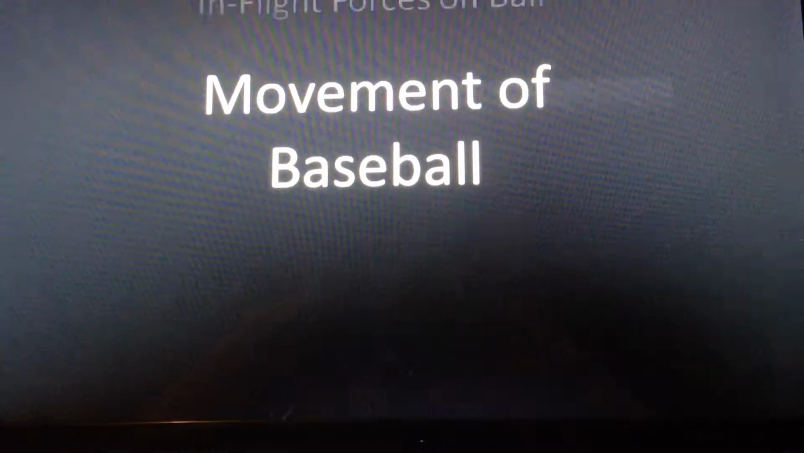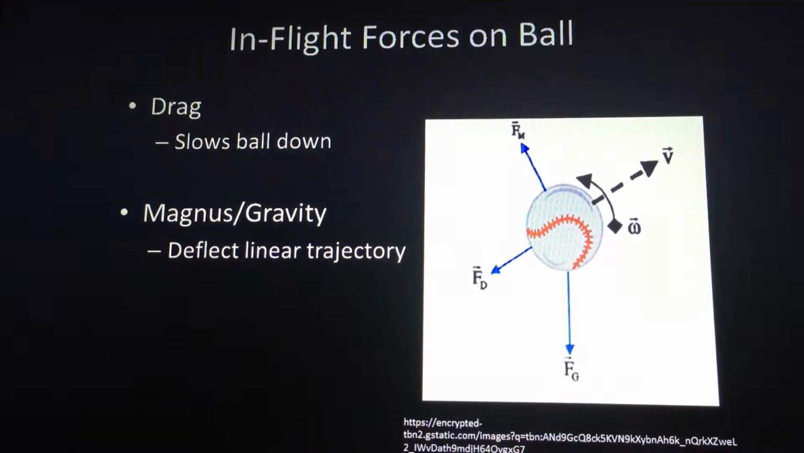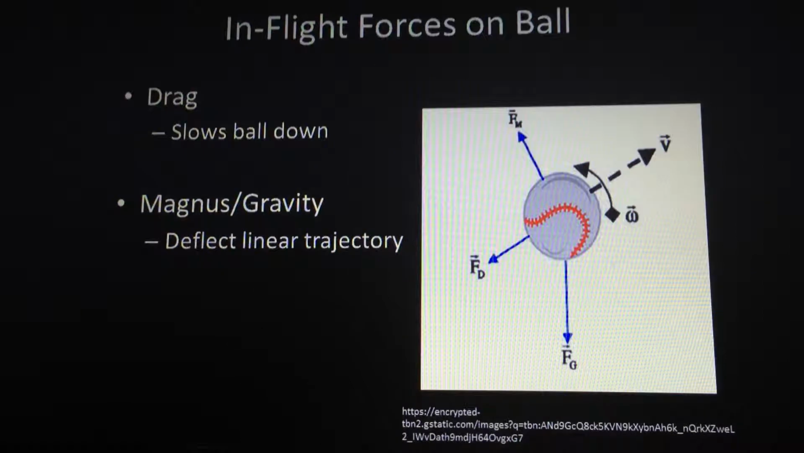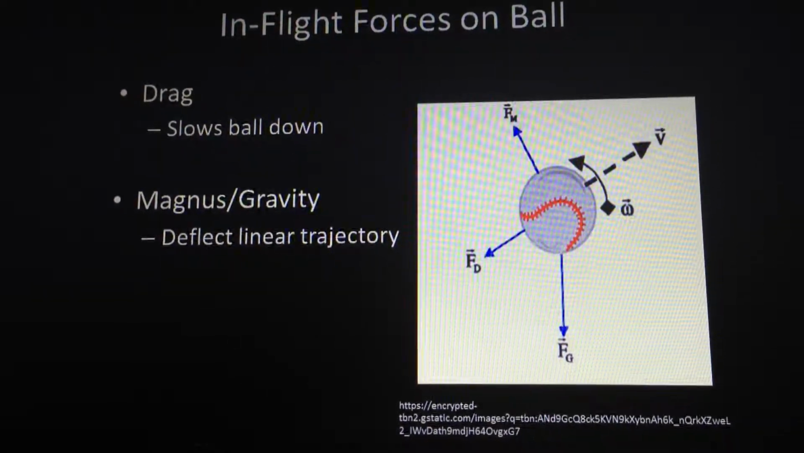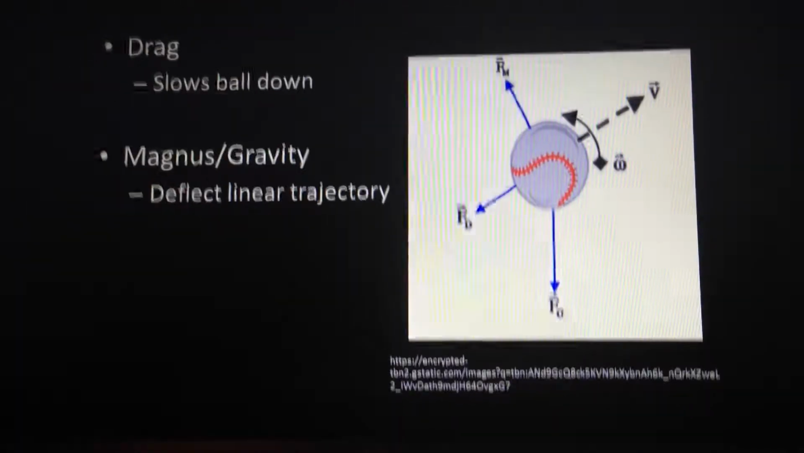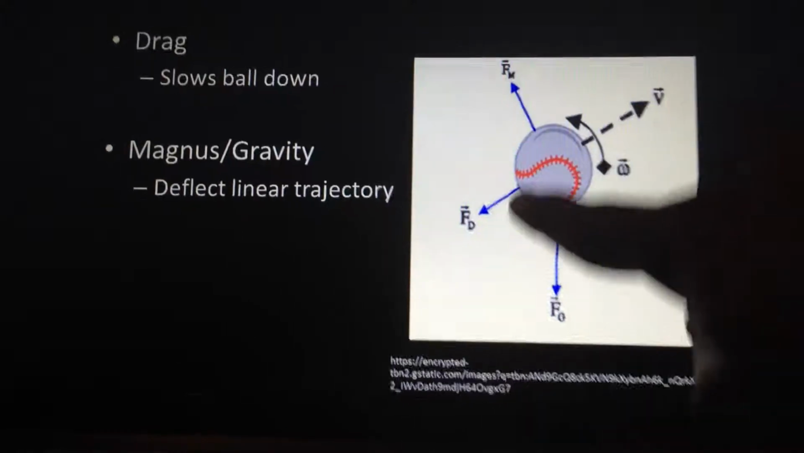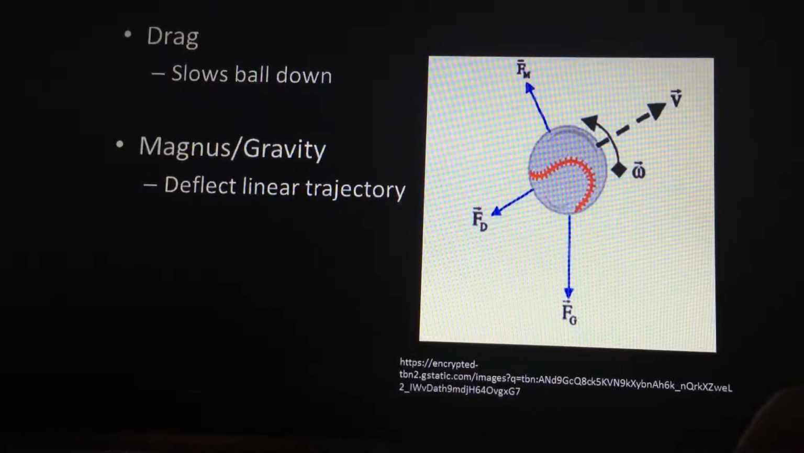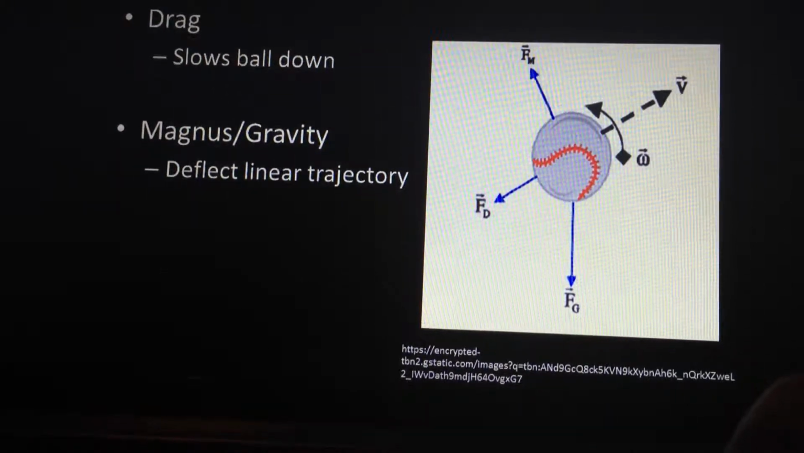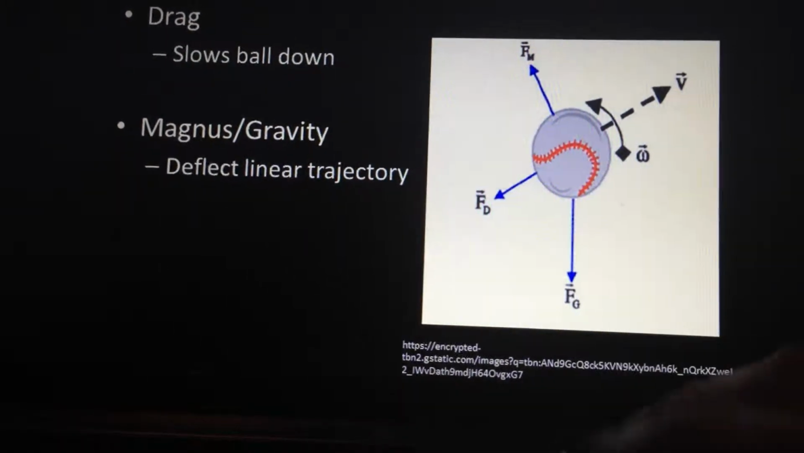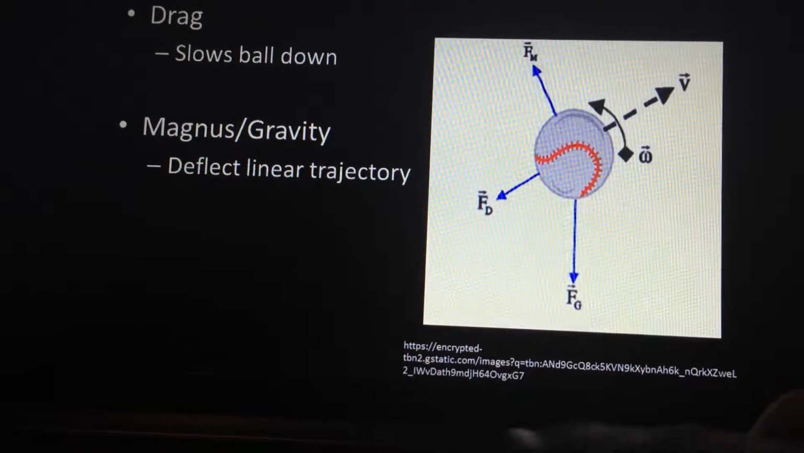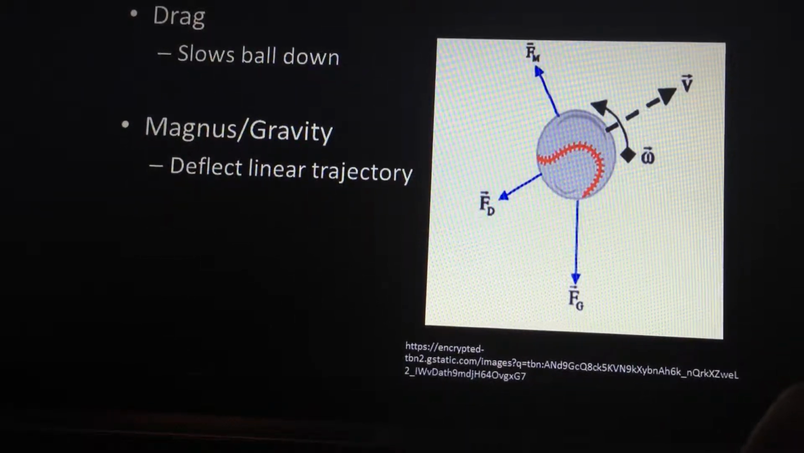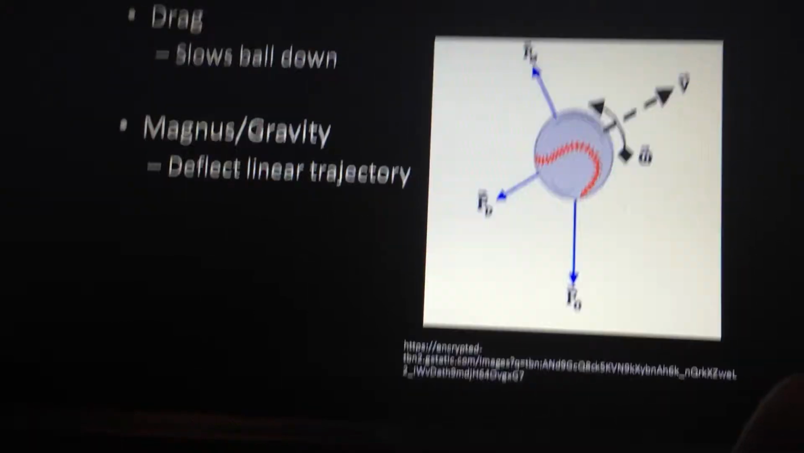Now, in terms of the movement of the baseball, there are certain forces that affect the flight of the ball while it's in the air. The first is drag. Drag slows the ball down. As you can see in the diagram, the drag force is a resistive force, whereas Magnus and gravity deflect the linear trajectory of the ball. So if it's going at a constant velocity, gravity will pull it down, and the Magnus force is normal to the direction of the velocity.